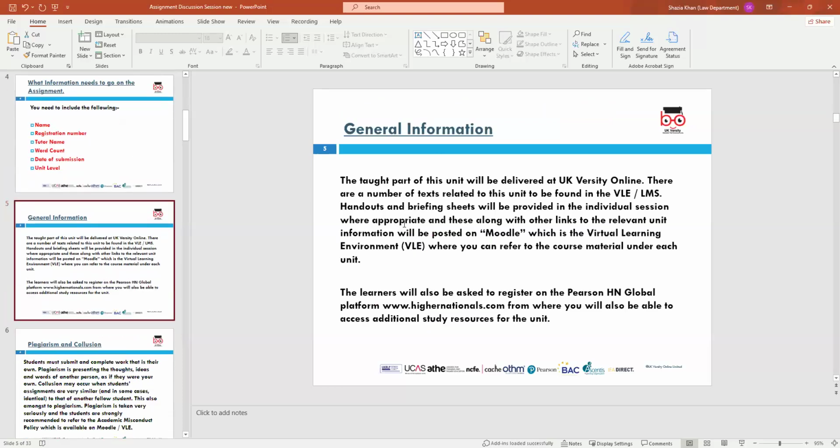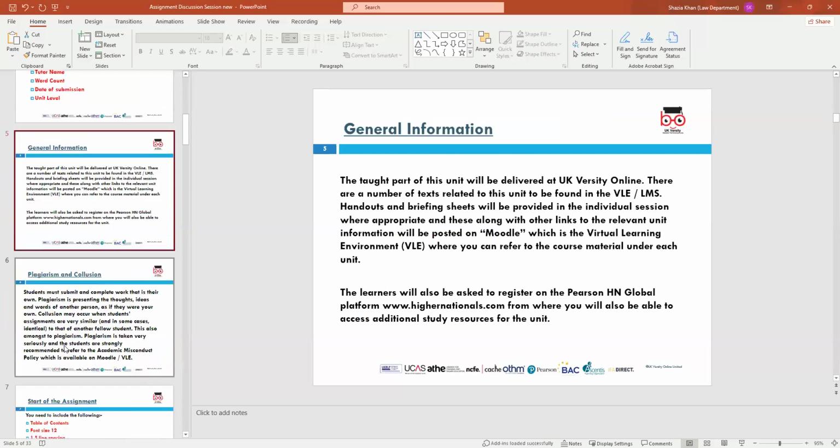General information is just about the actual unit being taught on the VLE, which is Moodle. All your resources are on Moodle, and you have to register with Pearson in regards to this as well. Any additional resources are available on the Pearson website, but also available for you on Moodle.